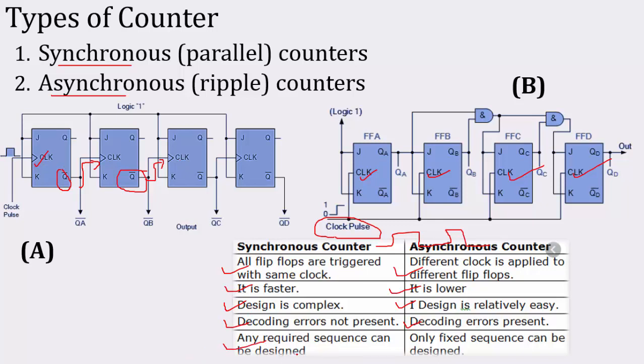That means, if you are going to design a sequence of 0, 1, 2, 3, 4, 5, 6, and someone asks you, okay, I don't want 0, 1, 2, 3, 4, 5, 6, I want to design 0, 2, 4, 6 and again 0, 2, 4, 6, such a sequence is required. In synchronous it is possible to design such a sequence, but in asynchronous only a fixed sequence is possible. That means 0, 1, 2, 3, 4, 5, 6 only is possible. If you want to design a 2, 4, 6, 8 sequence, it's not possible. So this was the difference between a synchronous and an asynchronous counter.